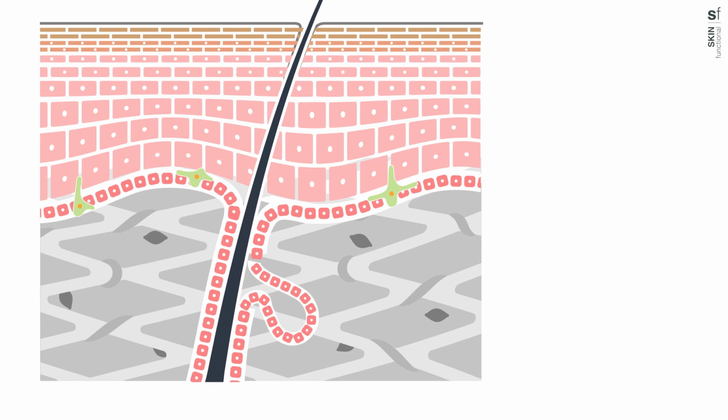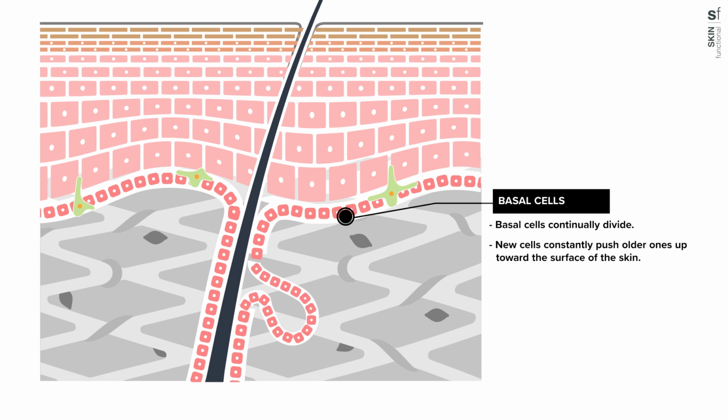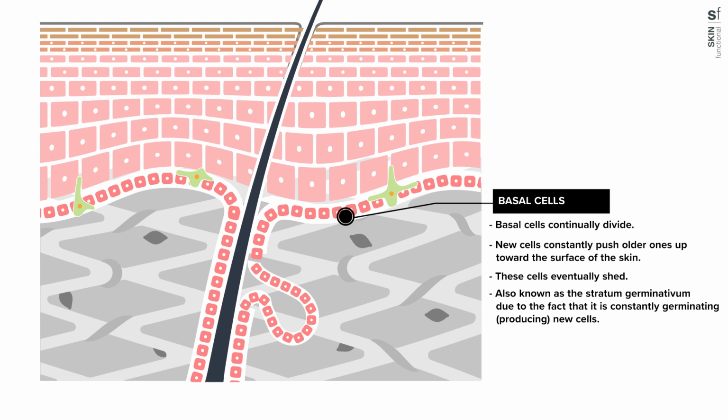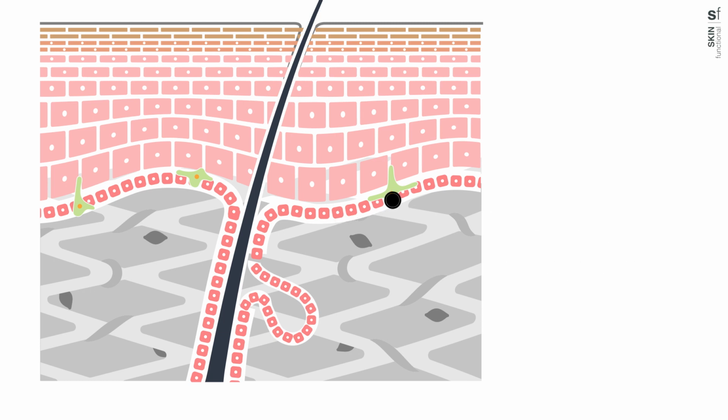The innermost layer of the epidermis contains the basal layer, which consists of small round cells called basal cells. The basal cells continually divide, and the new cells constantly push older ones up towards the surface of the skin, where they are eventually shed. The basal cell layer is also known as the stratum germinativum due to the fact that it is constantly germinating or producing new cells. The basal cell layer contains cells called melanocytes.